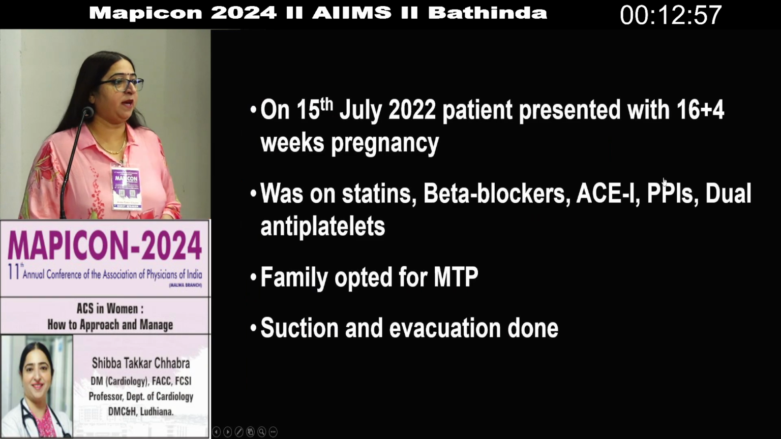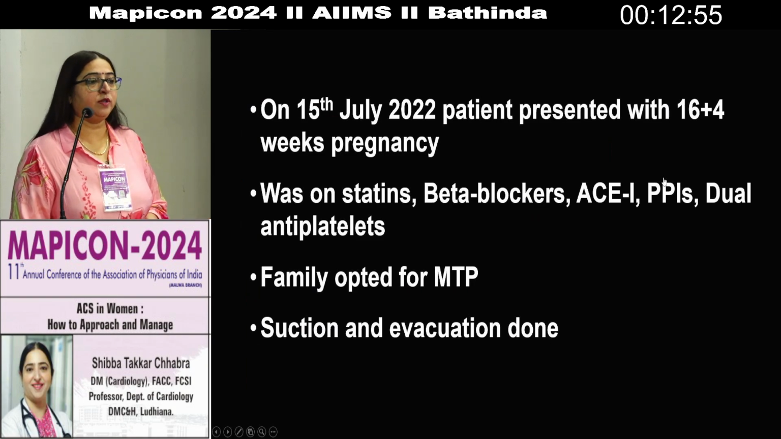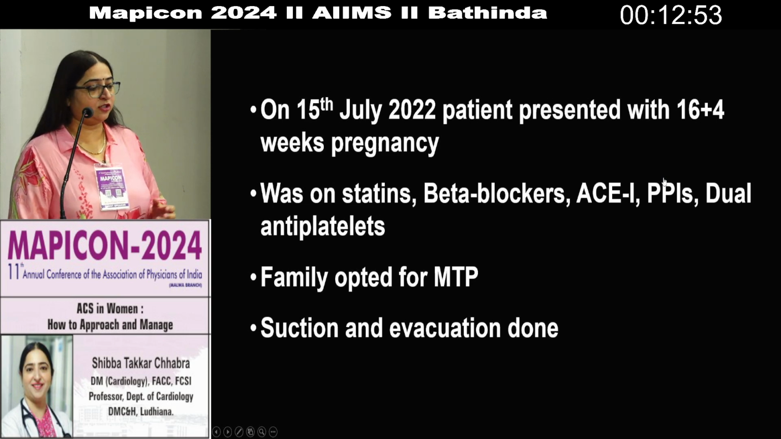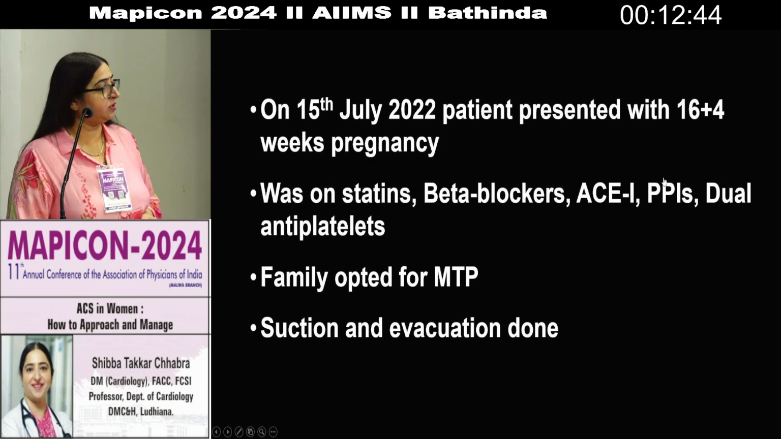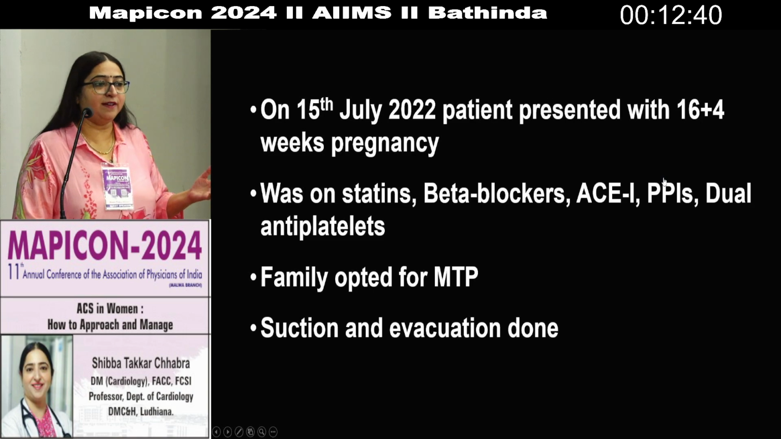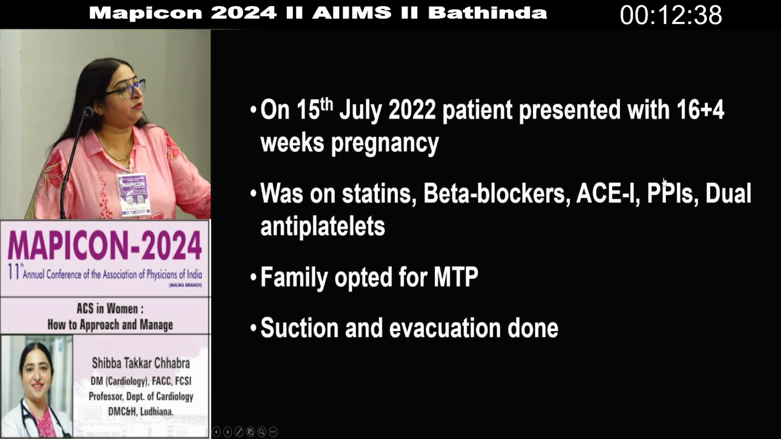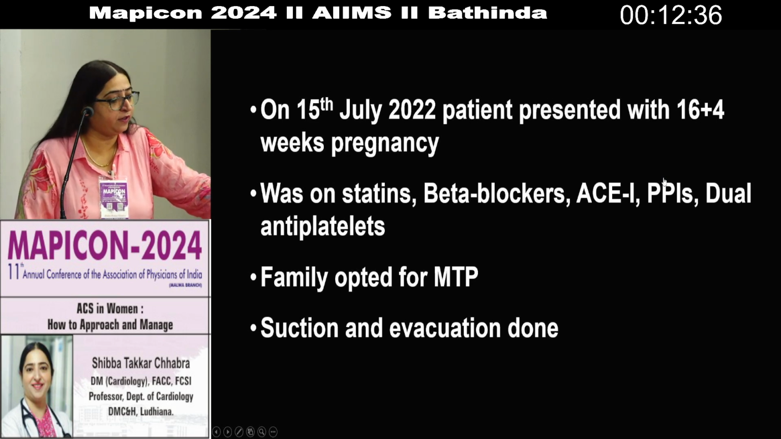Now 7 months back she comes to us, and now she comes to us with pregnancy. And she is 16 plus 4 weeks pregnant. So a 29 years old lady who is post-angioplasty on statins, beta blockers, ACE inhibitors, PPIs, now presenting to us with pregnancy. So this is the scenario that we have, which is gender-based and different than men.